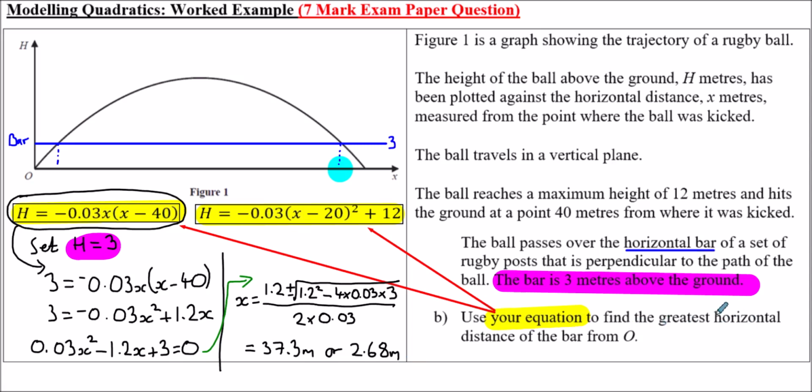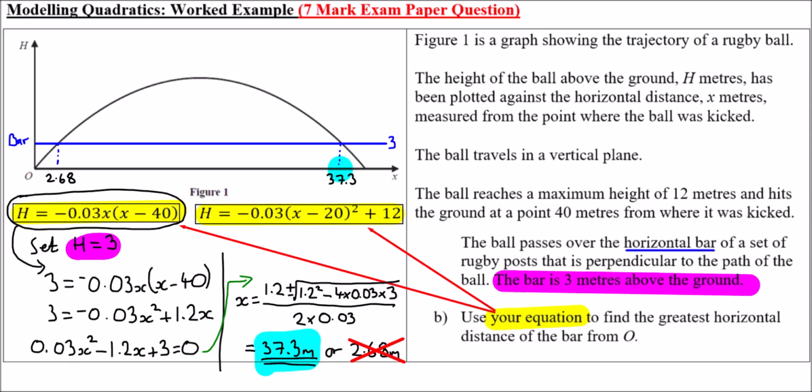Now we want the greatest horizontal distance of the bar, so this is the shortest. This relates to 2.68. This one up here is 37.3. So because we want the greatest horizontal distance, we're going to keep this one and we're going to reject this one. So our answer we're going for is this one here, 37.3 meters. Now I did say I'd show you how to do this on a Classwiz.